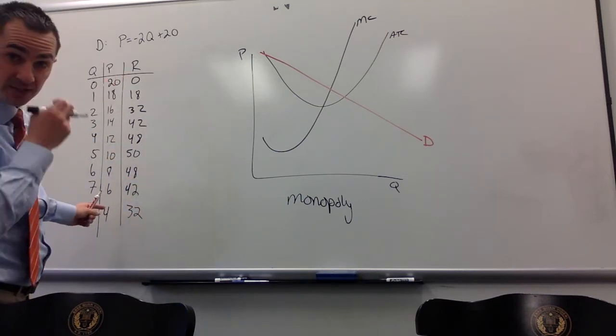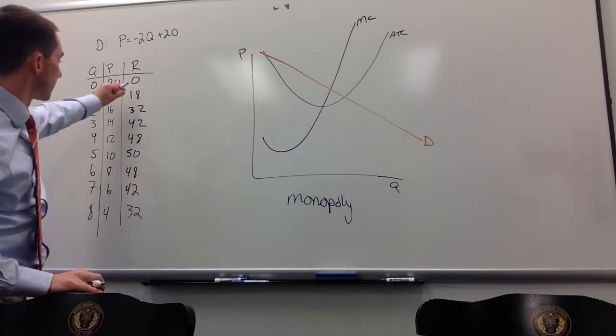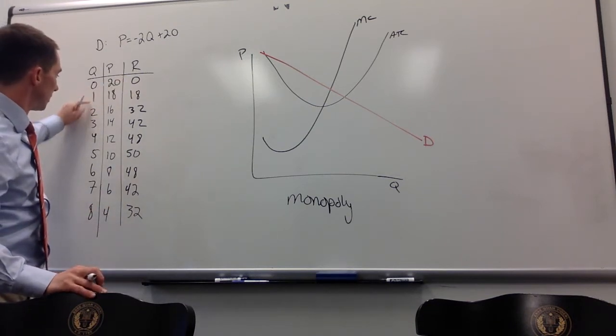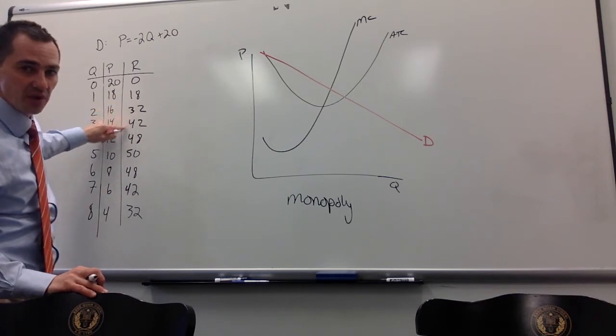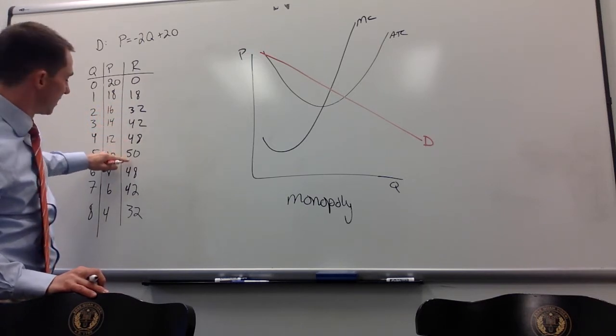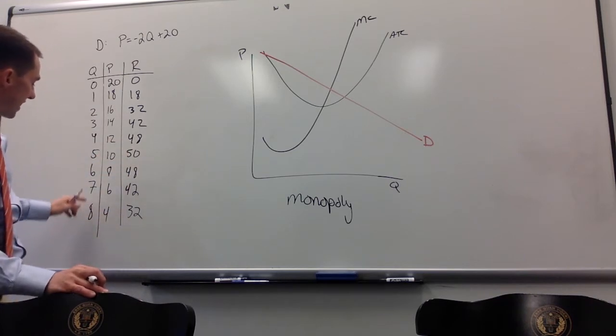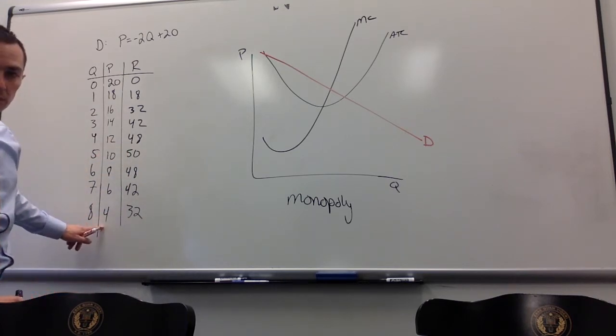This column is the revenue that a firm brings in. It sells one more, and it brings in now a total of $32, then $42, then $48, then $50, then $48. How come the revenue is going down? They're selling more, but at a lower price.